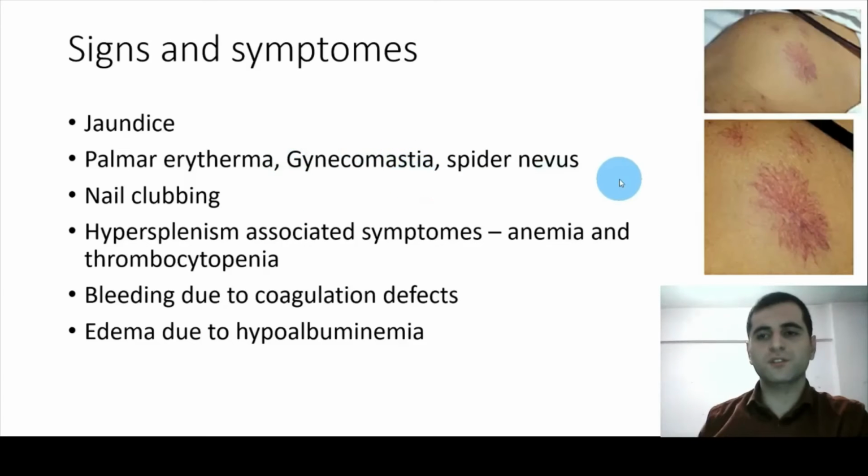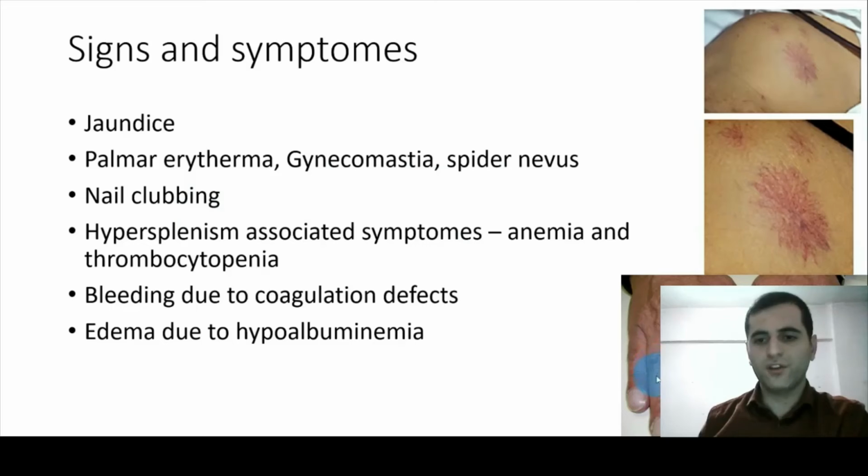Spider nevi are a condition characterized by this type of skin lesions. They may develop in any part of the human skin. Nail clubbing is the deformity of the fingers, and it is seen not only in cirrhosis but also in chronic diseases of the lung and heart. Especially in congenital heart diseases, nail clubbing is very prominent.